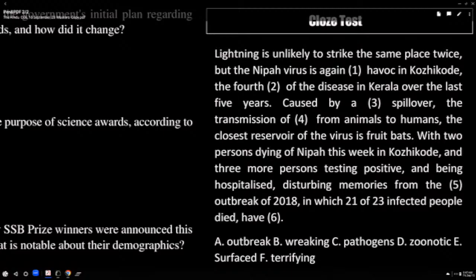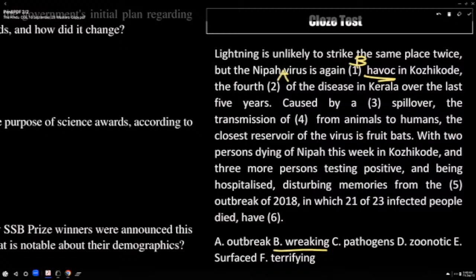But the Nipah virus is again. There's a clue for you. Tell me what is the clue. Havoc. So havoc, what are you supposed to use? Wreaking havoc is an idiomatic expression. What does it mean? Cause a lot of damage. First word is what? Wreak havoc. And the 4th, outbreak. On a large scale, we use the word outbreak. Very good. First one is B. Second one is A. Go to the next one.